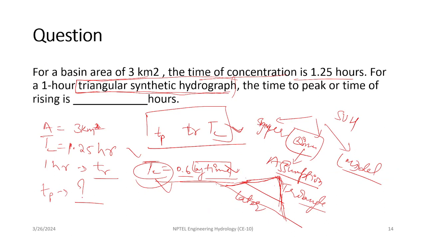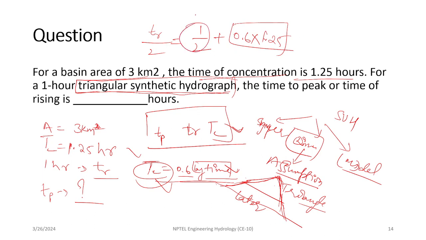You can see the input values from here. So 0.6 of 1.25. TR by 2 will be what? It will be 1 by 2, right? And then 0.6 into TC. TC is how much? TC is 1.25. So now multiply this and add it to this 0.5. How much are you getting? We have taken TR as 1, no issue. So it will be 0.5, right?